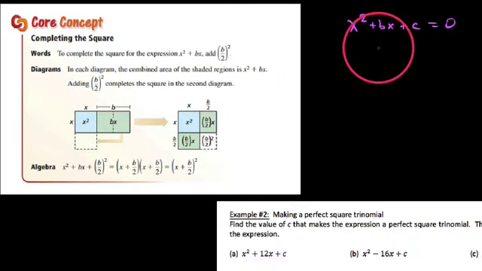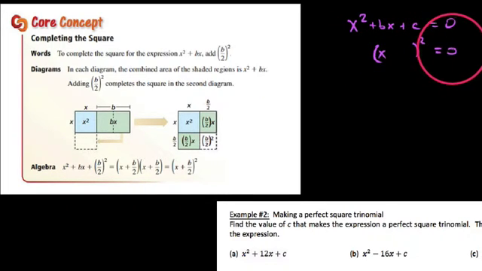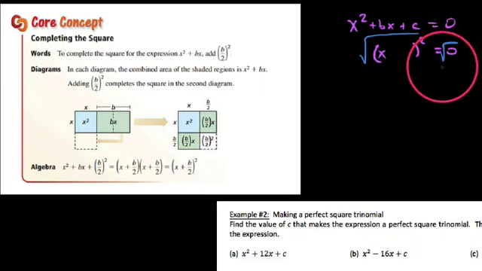And what was really advantageous is if we could rewrite it as really a binomial square equals some, maybe 0, maybe some constant. Once we get it into this form, it's really kind of nice because we can just take the square root of both sides and use square roots to solve this.